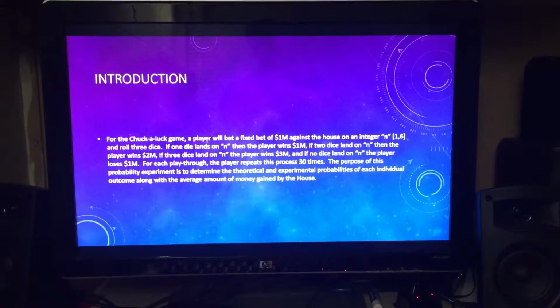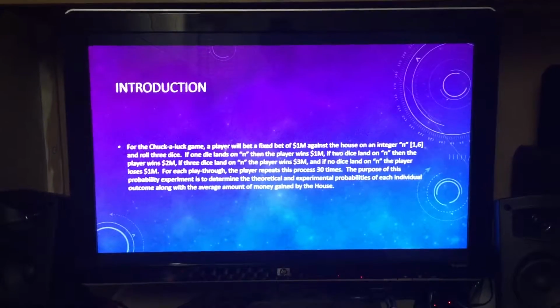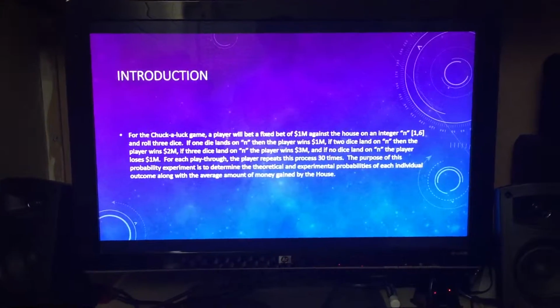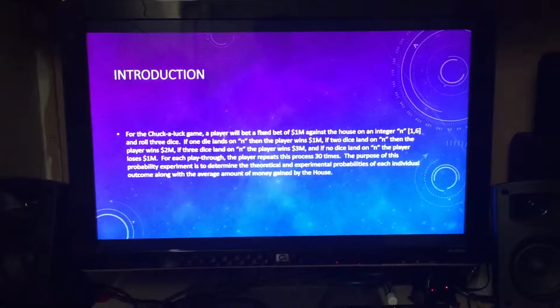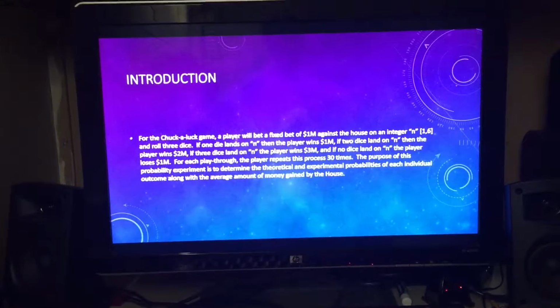If one die lands on the integer n, then the player wins 1 million. If 2 dice land on n, then the player wins 2 million. And if 3 dice land on n, the player wins 3 million. If no dice land on n, the player loses $1 million.